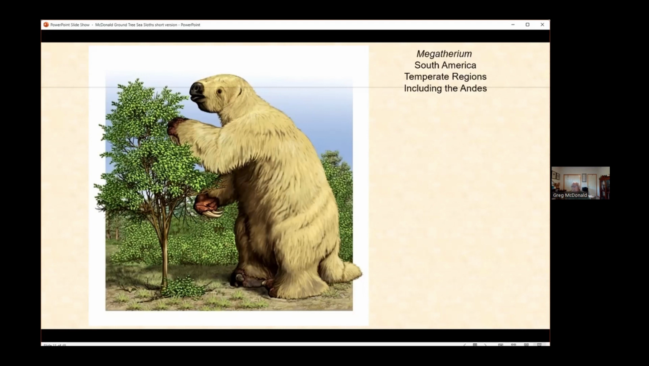But that doesn't mean we don't also have extinct tropical ground sloths as well. And this one on the left here is Eremotherium, a close relative of Megatherium. And one of the things that's very interesting is it's found strictly in tropical and subtropical regions, and it's actually bigger than Megatherium. So Eremotherium is the largest in body size, followed by Megatherium, of all the extinct sloths.